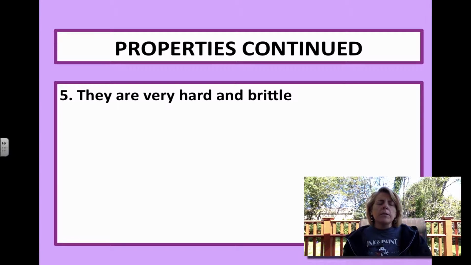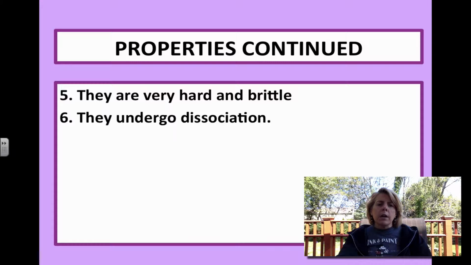Because ionic compounds form solids, they are very hard and brittle. We're going to talk about metals and their bonding and why they have the properties that they have. As I mentioned before, ionic compounds are soluble in water, and when they dissolve in that water, they undergo what we call dissociation, so they separate out into ions. For salt, it would be sodium and chlorine.